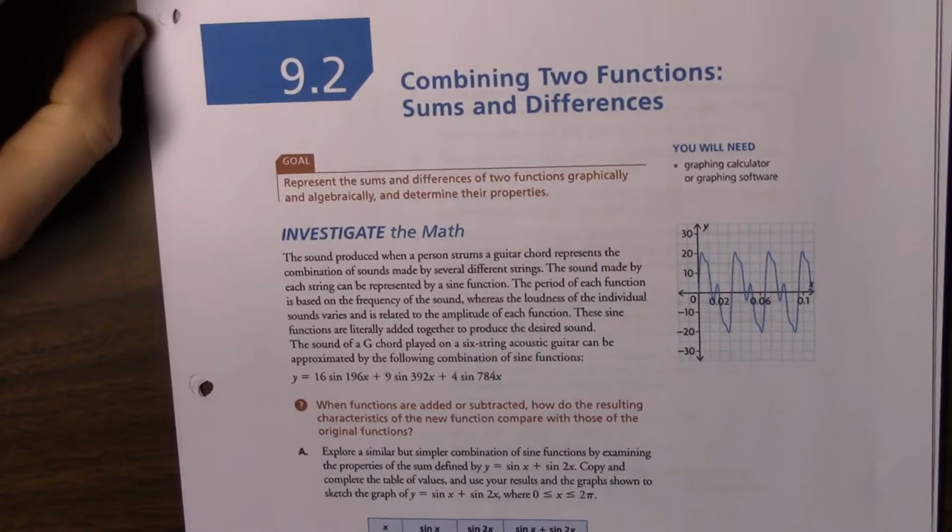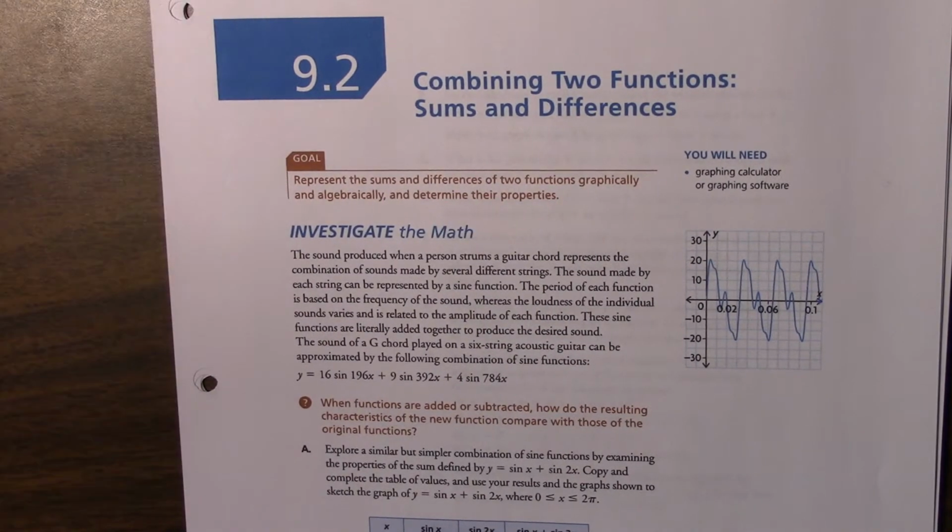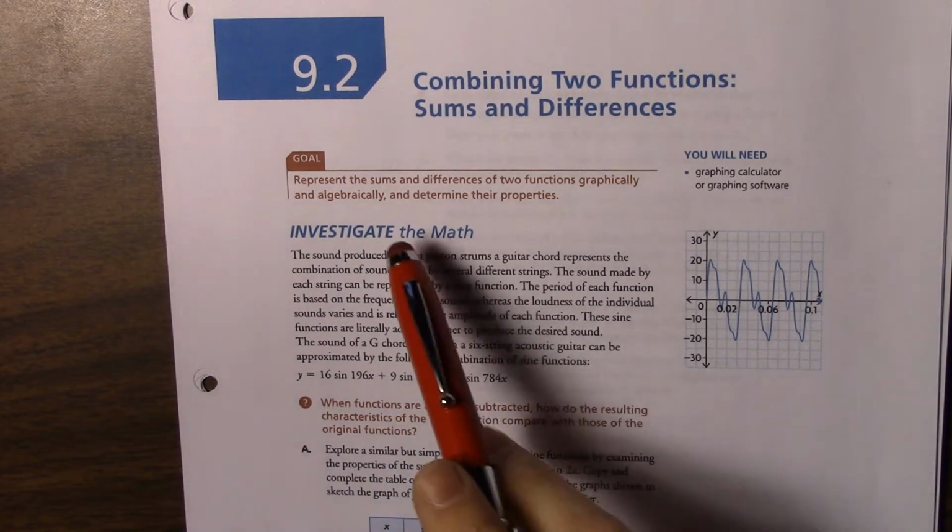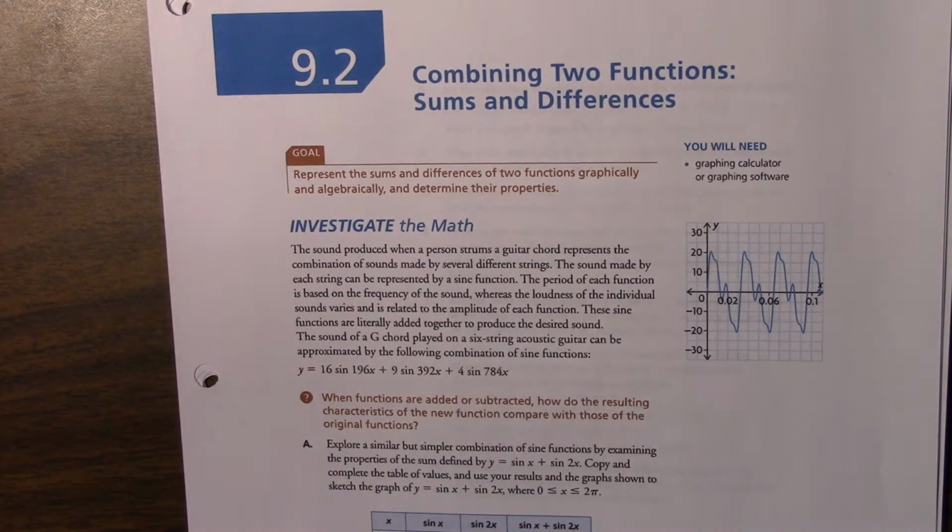Okay, this is 9.2, combining two functions, so sums and differences. So we're looking at the addition and the subtraction of two functions. Our goal is to represent the sums and differences of two functions graphically and algebraically and determine their properties.